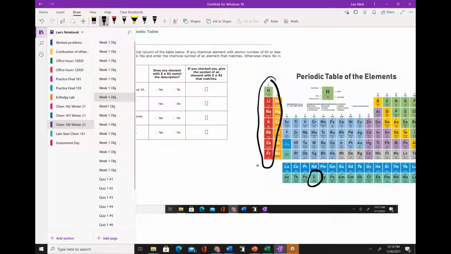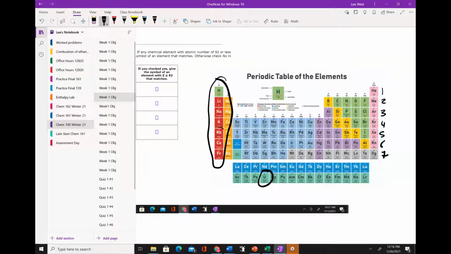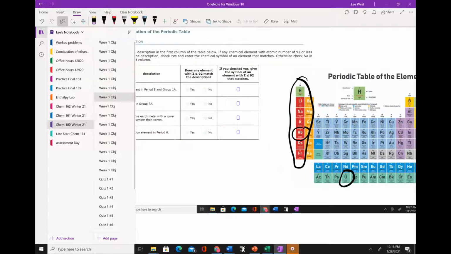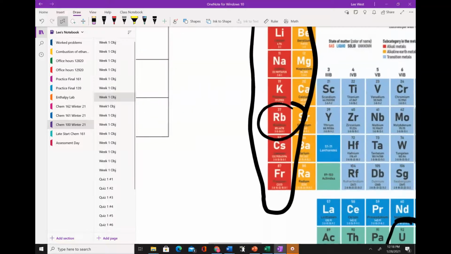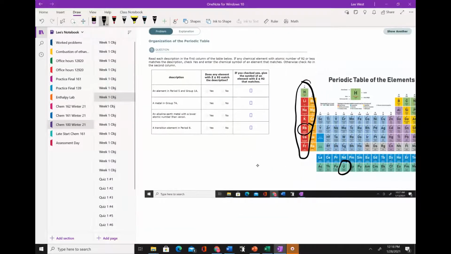So there we go, there's group 1A, also known as the alkali metals, period 5, and that's going to be rubidium with symbol Rb. So is there an element that matches this? Rubidium has atomic number 37, which is less than 92. So yes, there is an element that lines up with that criteria. And then it says give the symbol. We always want to make sure whether they're asking for the symbol or the name, and in this case the symbol is Rb, uppercase R, lowercase b.